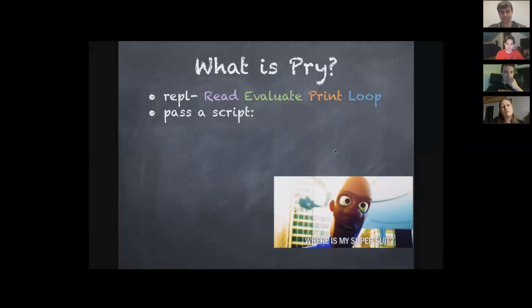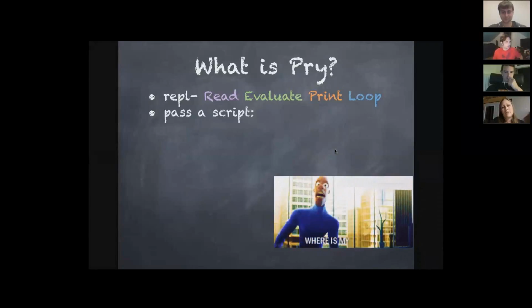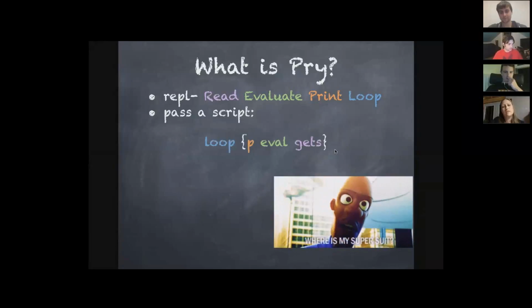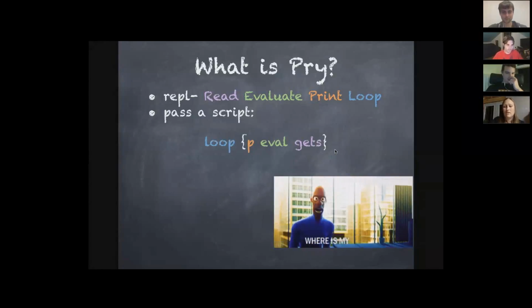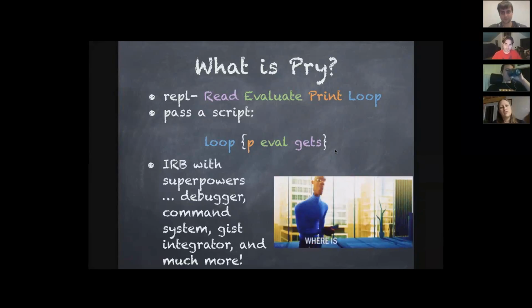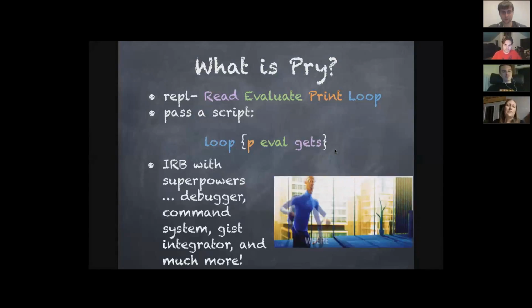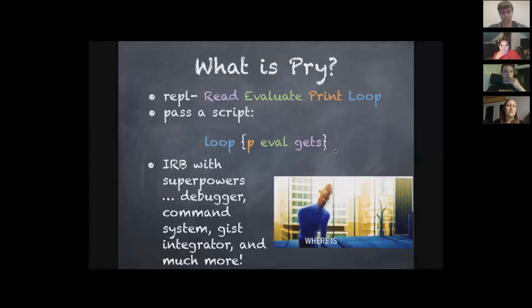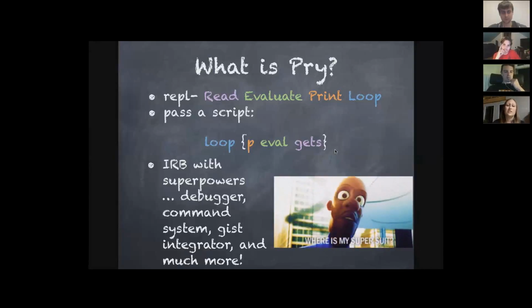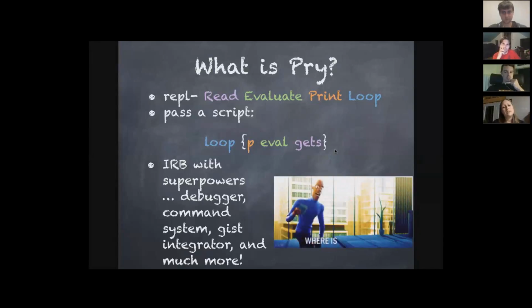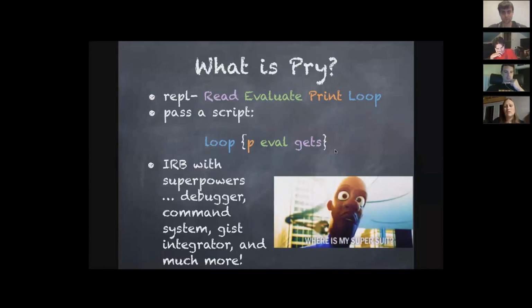So first, what is Pry? It's what's called a REPL. When you pass a script in, it does several things. First, it reads, evaluates, prints, and then it does a loop. So basically, Pry is just IRB with superpowers. It's a really good debugger, but there are other really neat things that it does. It has a Gist integration, so you can send your code right up to Gist as a command system, and a lot more.